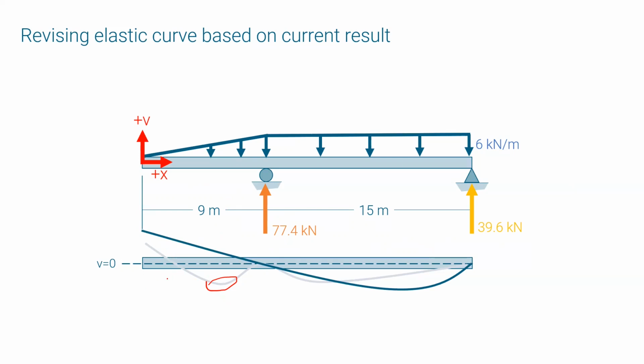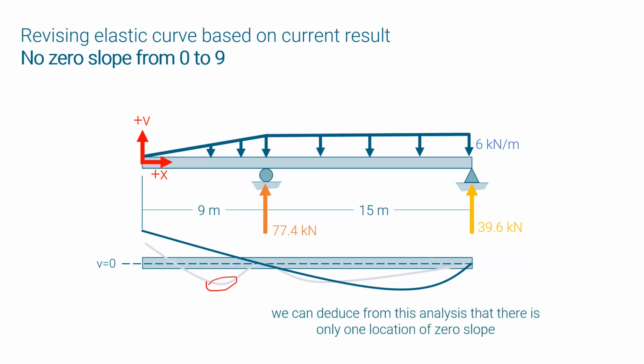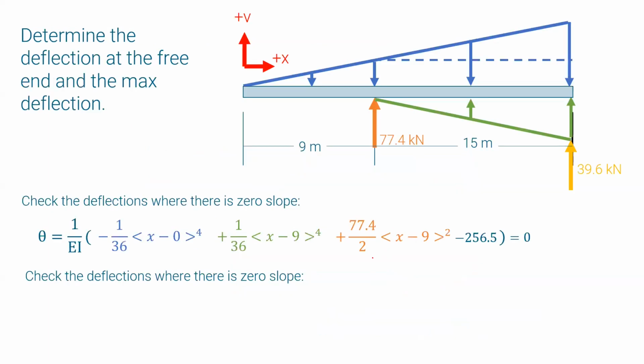Okay? So, ano yung implication? Yung implication is that, wala kang zero slope from 0 to 9. Tapos, we can deduce from this analysis that there's only one location of zero slope. And that is somewhere here, siguro, no? Yan, somewhere there. Okay, so expect natin yung location ng zero slope is between 9 to 15. Tapos, somewhere here. Kung anong x man yan, no? Perhaps x equals 15 or something. Okay, so ganon.